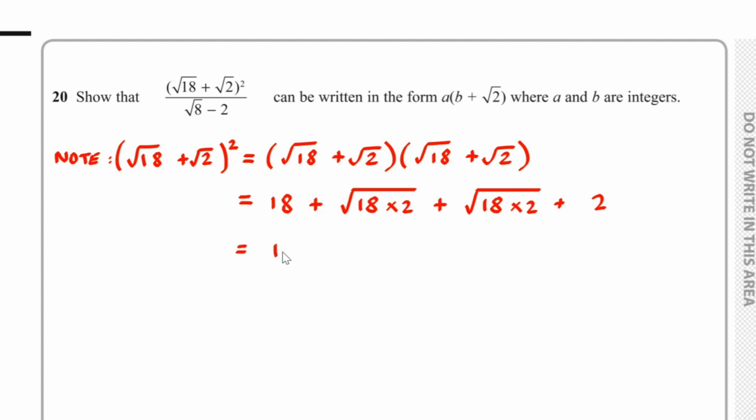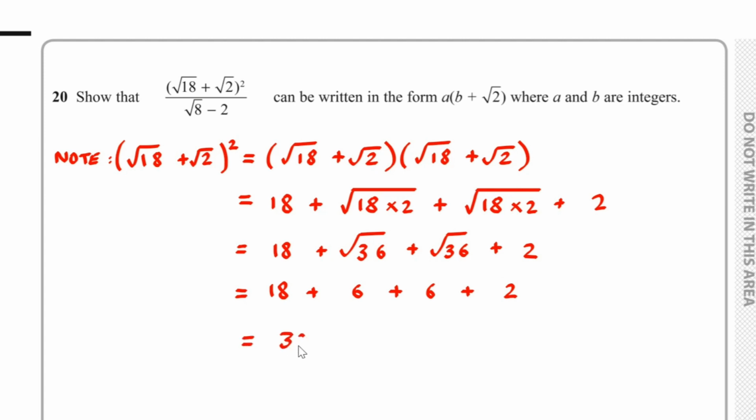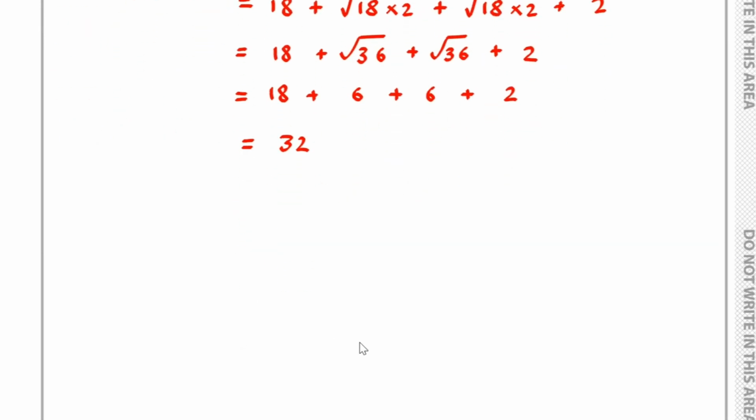So I've got 18. Now here I've got the square root of 36, and then another square root of 36, plus 2. So I've got 18 plus 6, plus another 6, plus 2. And it turns out here we have 20 plus 6 plus 6, which is 32. So how does this help us?